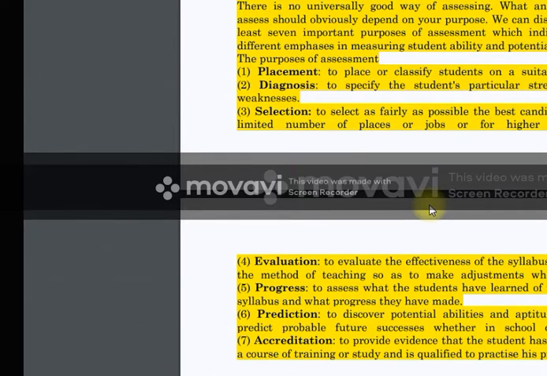Number 5, we assess to collect information concerning the student's progress.